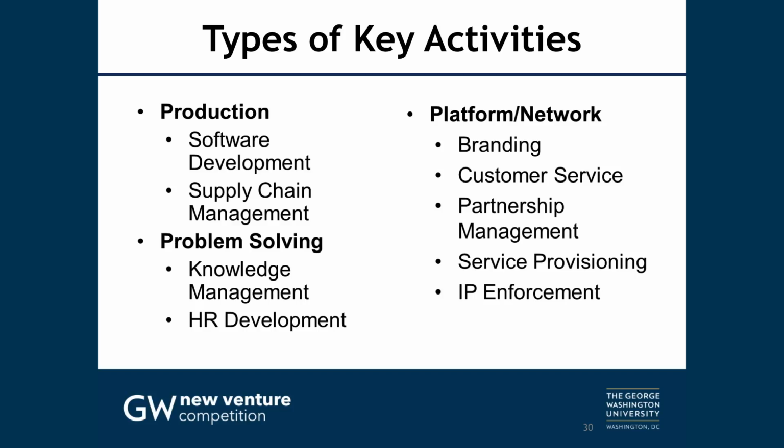The first is production-based activities. The second are problem-solving activities. And then finally, there's the platform and network activities. So under production, if you're doing an app or software, you will need to be continuously developing the software and building it out. The flip side of this on the resource side is that you're going to need access to developers, and these developers are going to be developing the software.